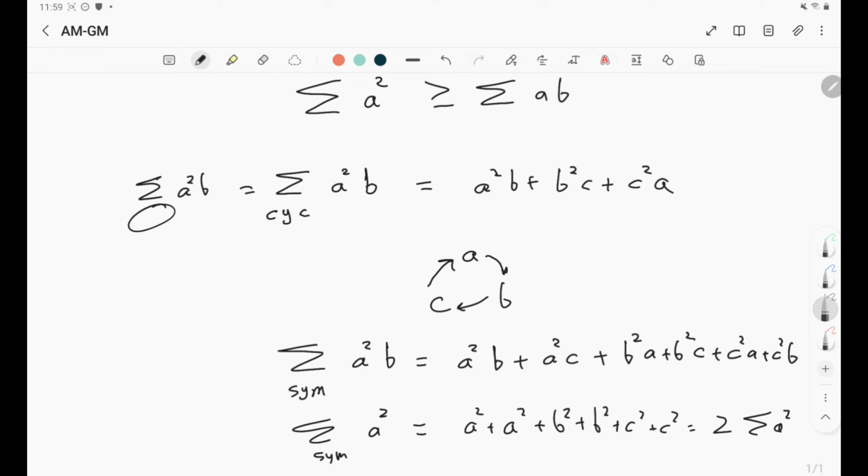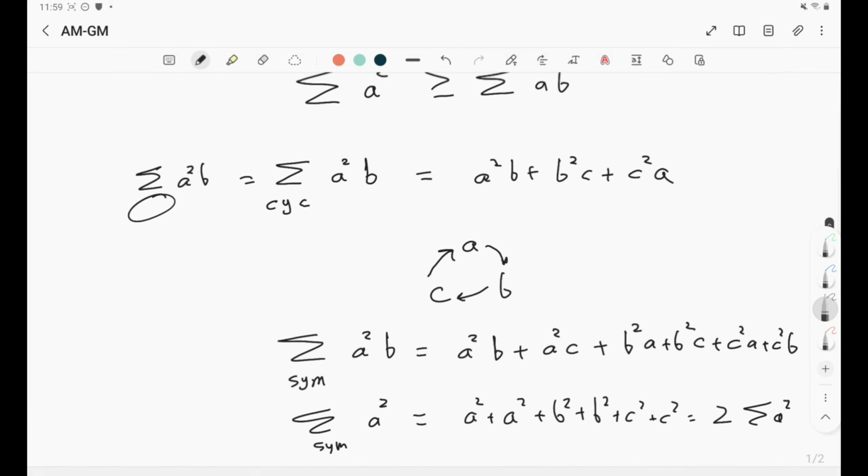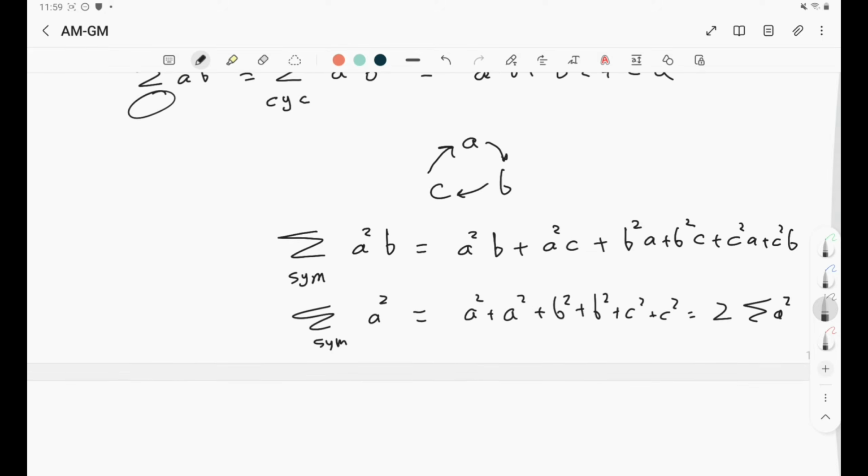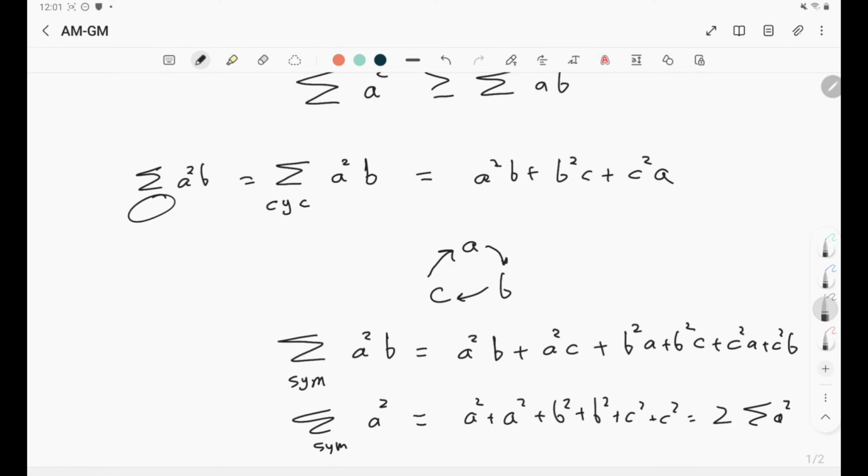So as you can see here, the sigma symmetric a square is 2 times sigma a square, which is cyclic. Okay, so keep that in mind. That might be confusing when you start with it, but you should get accustomed to it because you will face this a lot. So always keep that in mind.